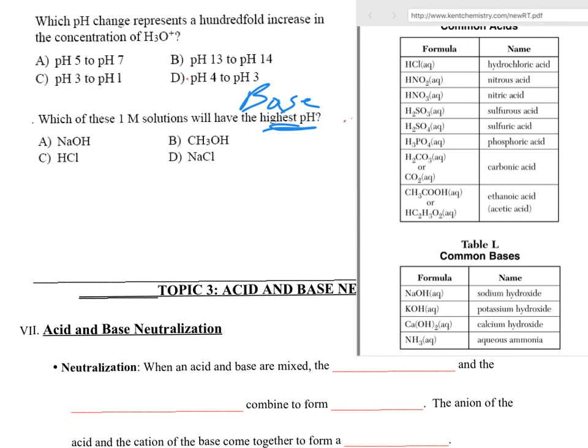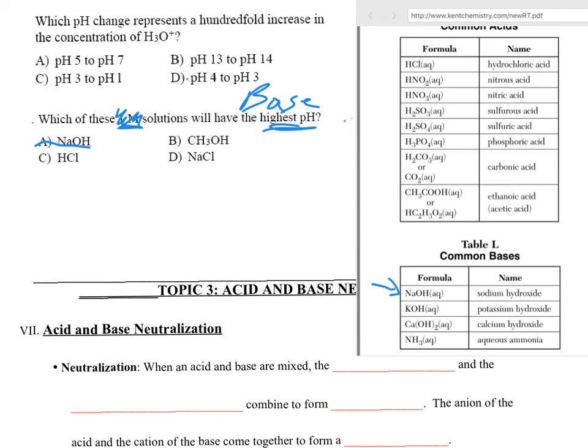Okay, so which of these 1 molar solutions have the highest pH? Just so you know, the 1 molar that they put here is totally unimportant. This doesn't really mean anything. You can ignore it. We don't even need it. Which of these solutions has the highest pH? If I look at my acids and bases table here on the right, I can see that NaOH, right there, I'm going to put that in blue because I can see that that is a base right here.